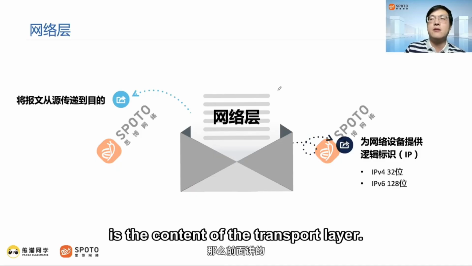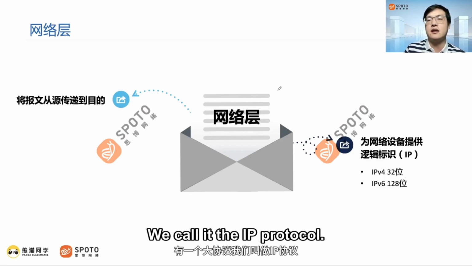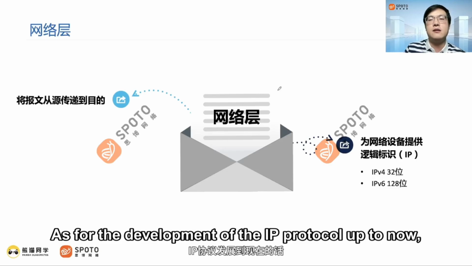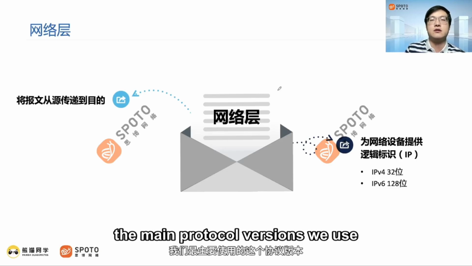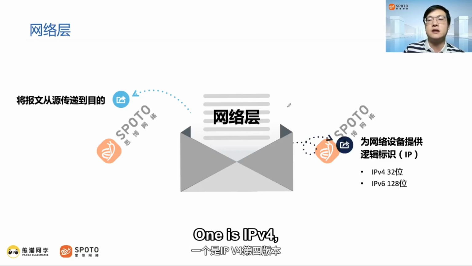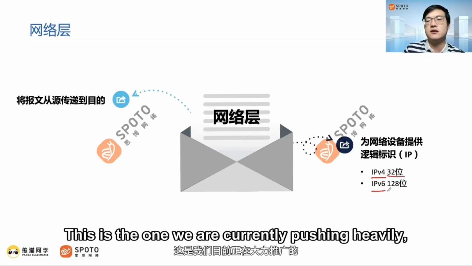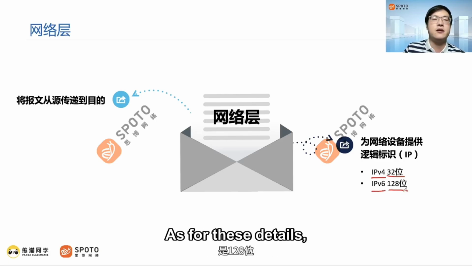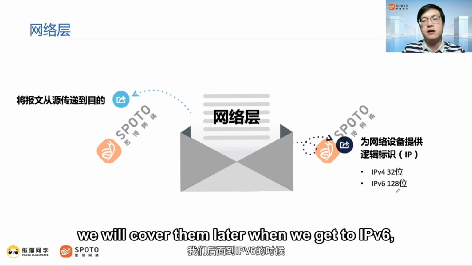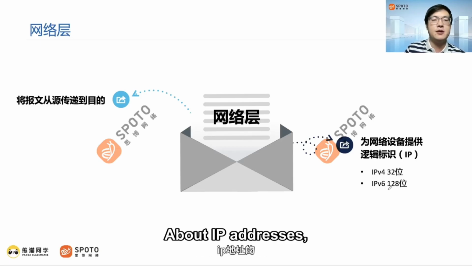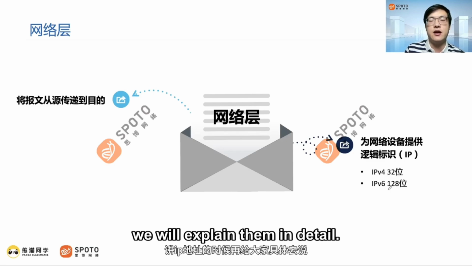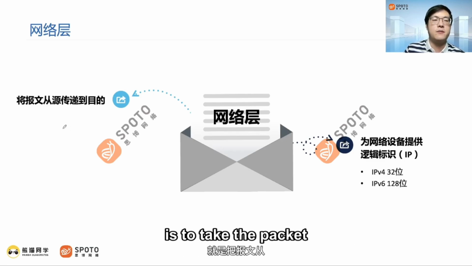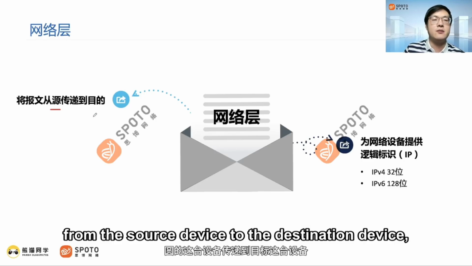So what we just discussed is the content of the transport layer. Now, in the network, there is another major one, we call it the IP protocol. As for the development of the IP protocol up to now, the main protocol versions we use are two. One is IPv4, the fourth version, whose address is 32 bits, and the other one is IPv6. This is the one we are currently pushing heavily. As for these details, we will cover them later when we get to IPv6. About IP addresses, we will explain them when we talk about them. The main function of the network layer is to take the packet from the source device to the destination device.